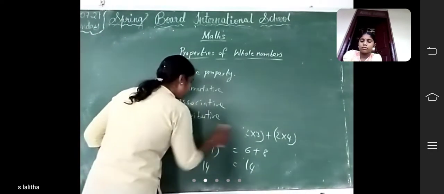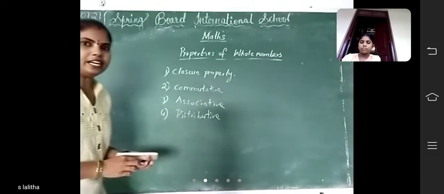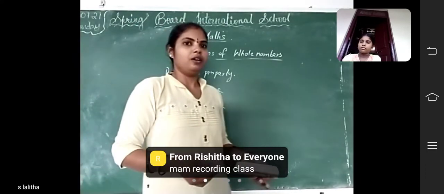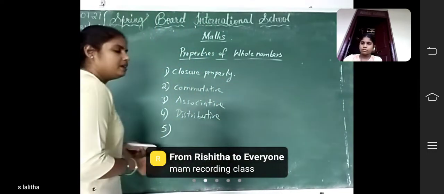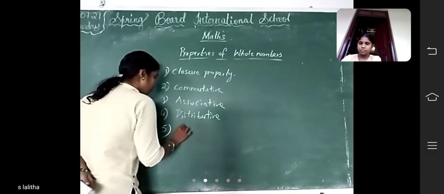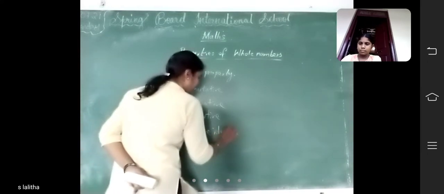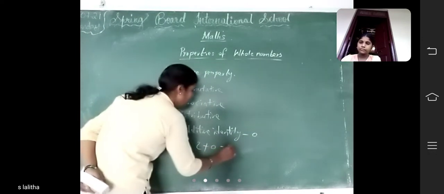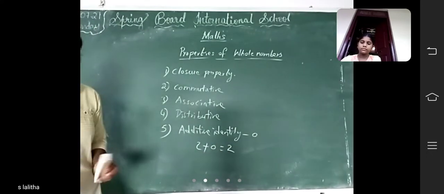And next, another property is identity property. What is the identity property, children? If you take any one whole number and add something to it, which one will give the same whole number? Yes, 0. Additive identity is 0. If you take one whole number 2, and I add 0, we will get the same whole number. So 0 is called additive identity.